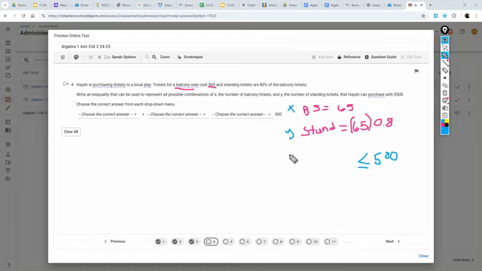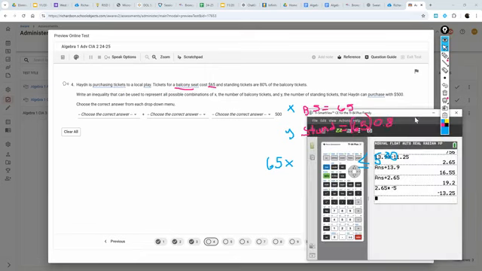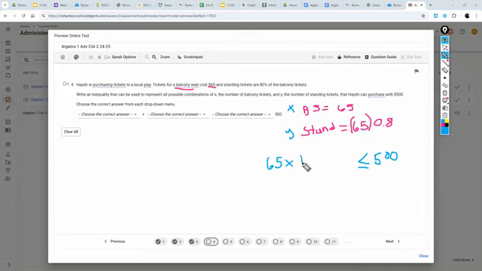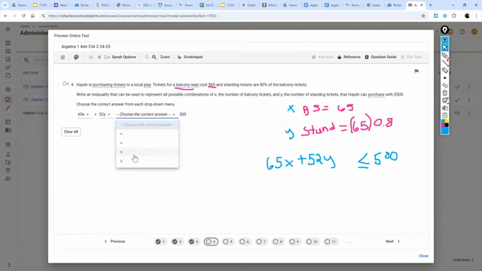Okay, so we know balcony seats cost 65x. And what's 65 times 0.8? I'm going to get my calculator and I'm going to do 65 times 0.8. And see, it's going to be $52. So standing seats are going to be $52. So our equation has to look something like this. So now we can go to the sentence and we have 65x, and then this has to be 52y, and then this has to be less than or equal to 500. All right.